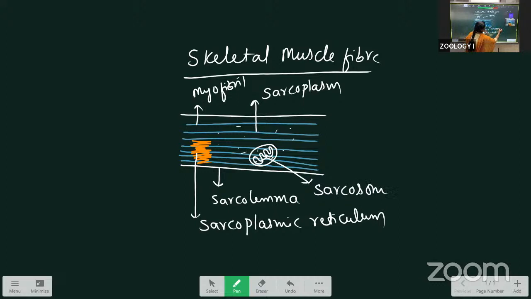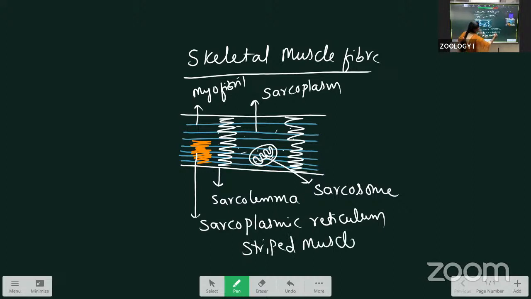Inside the myofibrils there are a number of actin and myosin filaments. With that, they look like stripes, the light and dark lines are visible. That's why we call skeletal muscles striped muscles.